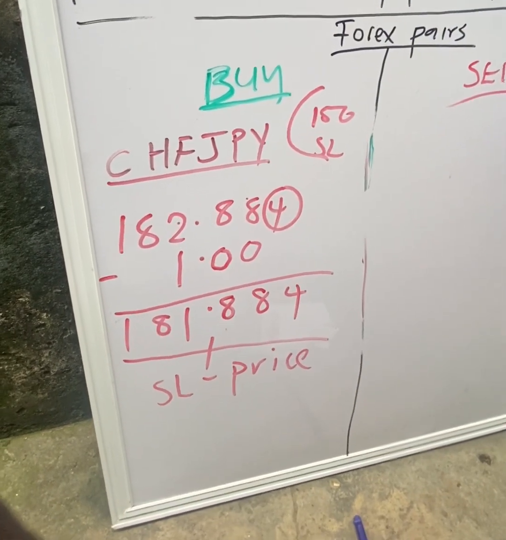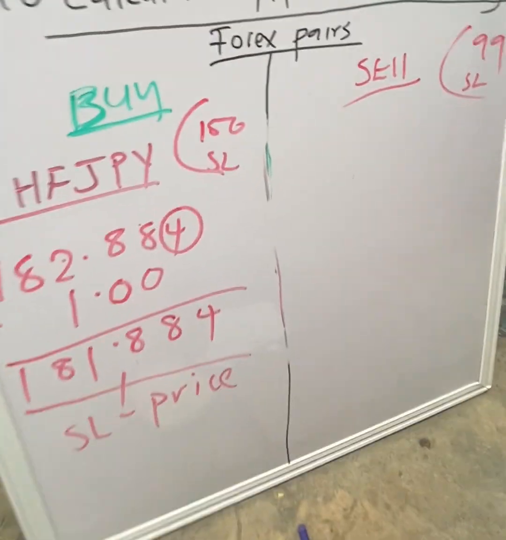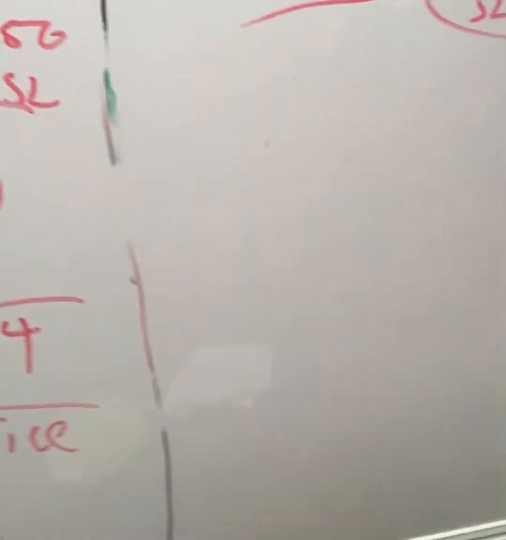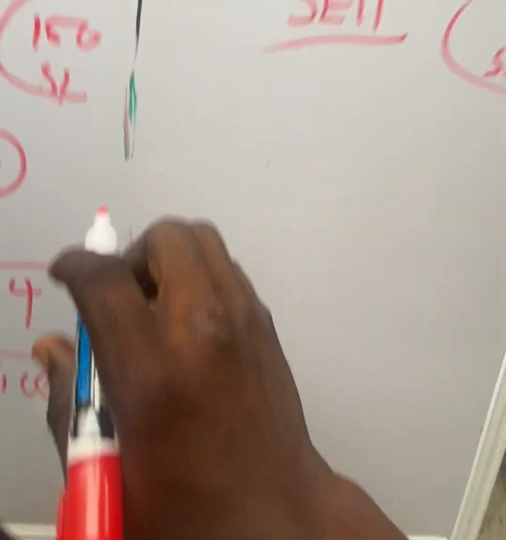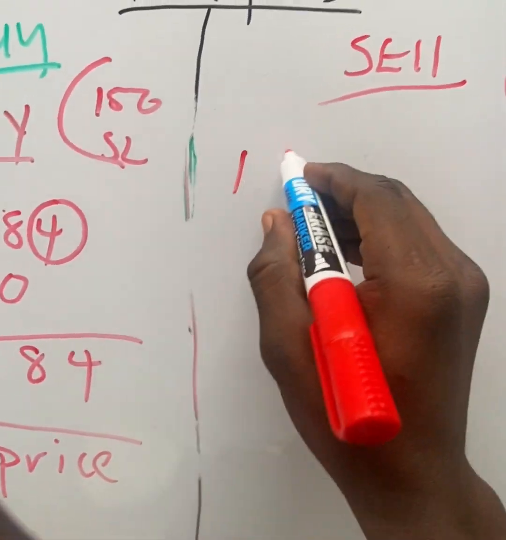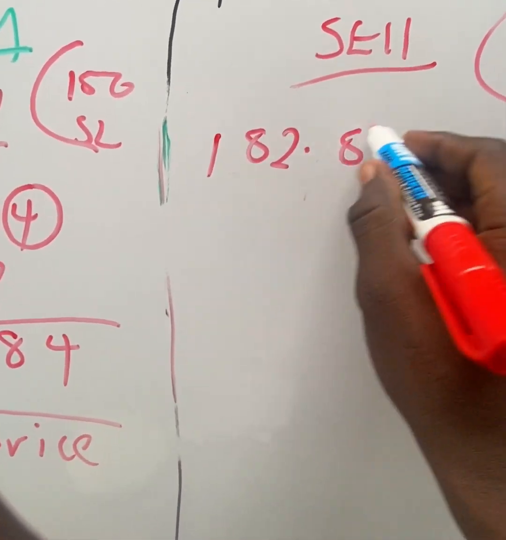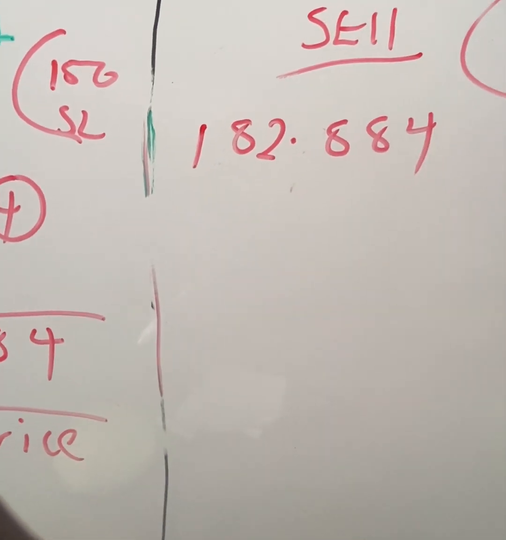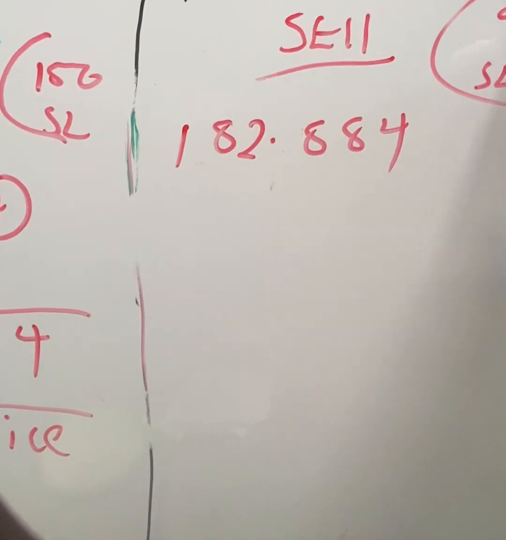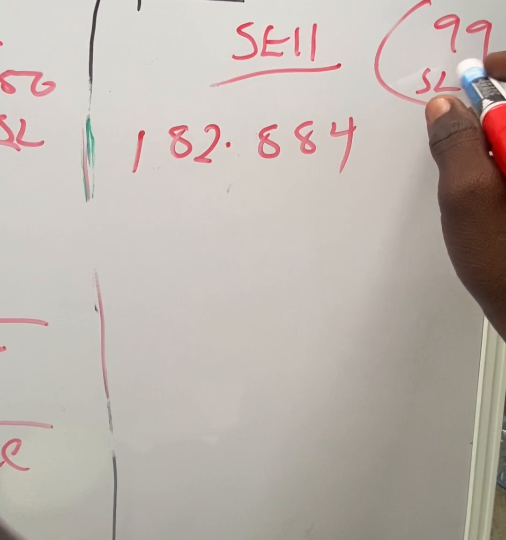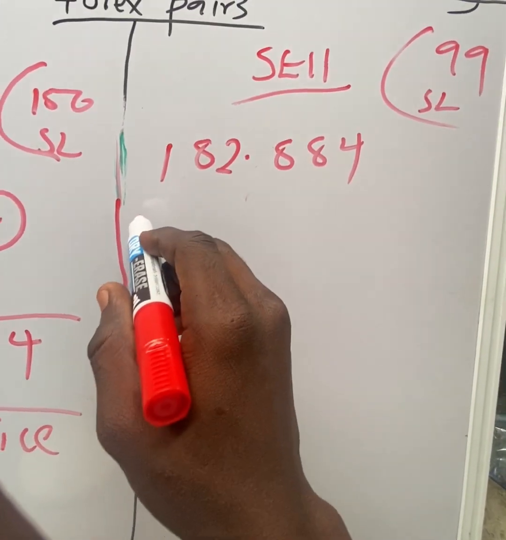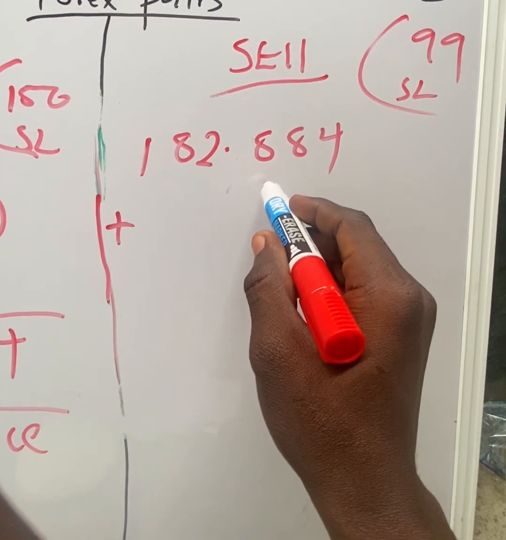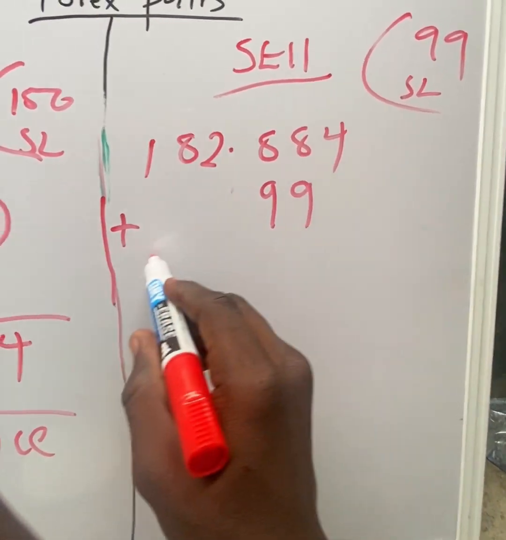So let's move to the sell now. Assuming we have the same current market price, 182.884, then we have 99 pips stop loss. So we are selling, so we just have to add. We have to add 99 pips.